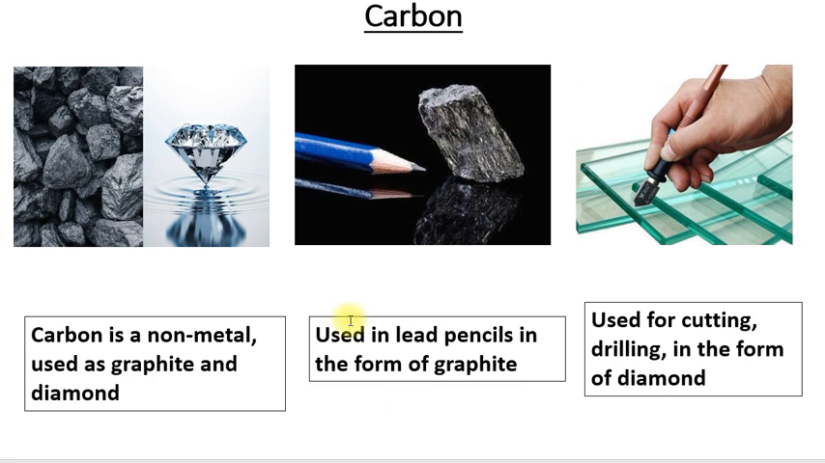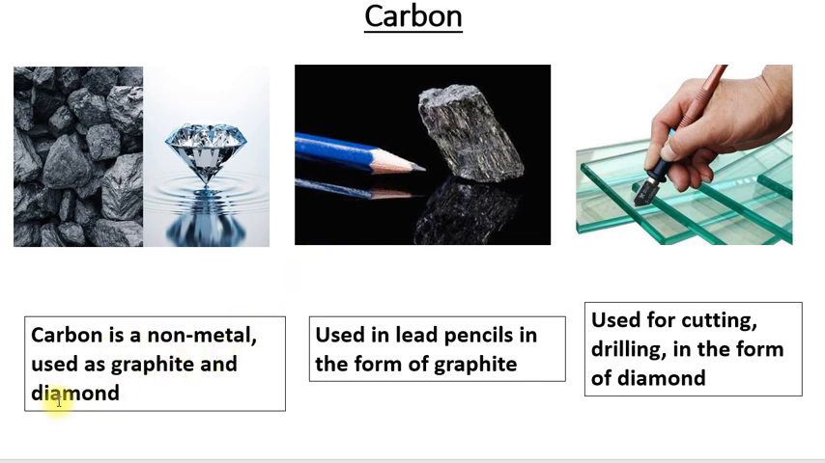Carbon can be present in two forms: graphite or diamond. So carbon is used in different materials in different forms. When carbon is in the form of graphite, its use is different. When it is in the form of diamond, its use is different. Also, carbon is present in our body tissues, blood tissues, because carbon dioxide is there in our body, so carbon is part of our blood tissues.